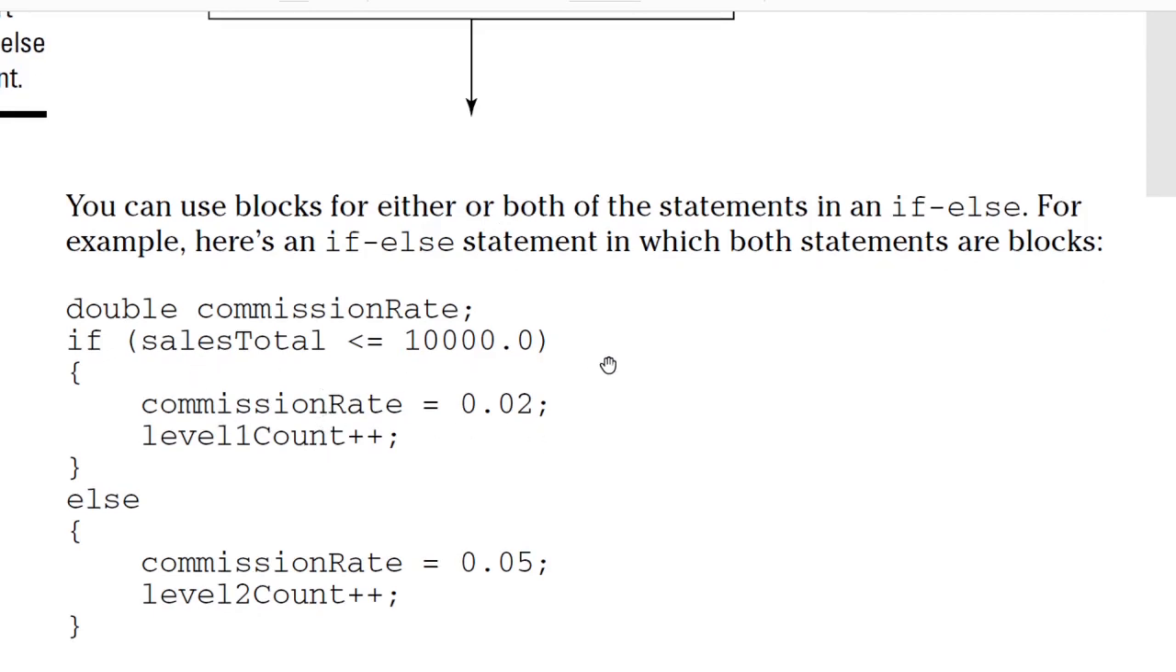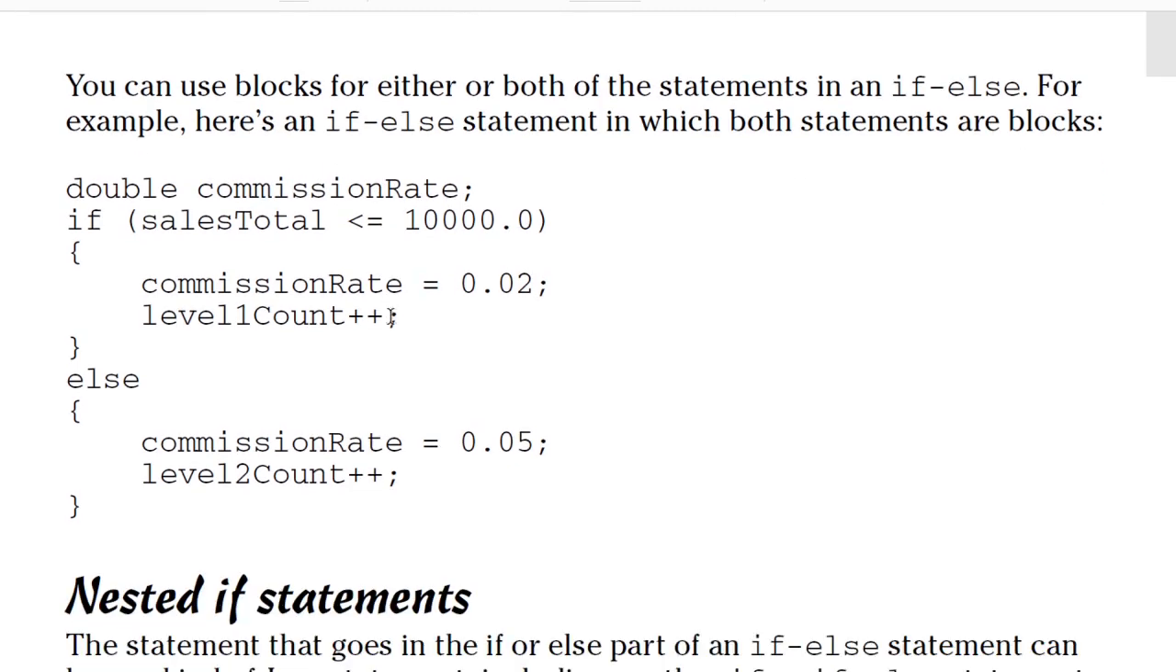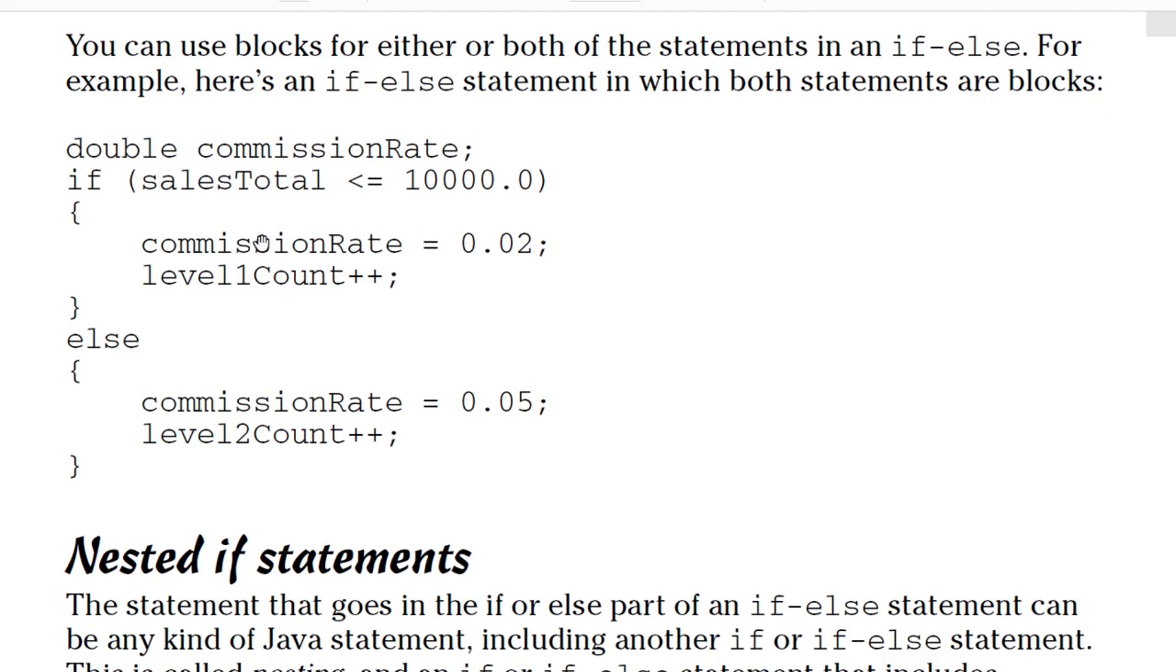So here, what the author source says is you can use blocks for either or both of the statements in an if. For example, here is an if statement in which we test the commission rate, and if sales is greater than 10,000, you have 5%. Otherwise, you see now the way it has been taken here: sales total is less than or equals to 10,000, 2%. Otherwise, only 5%.